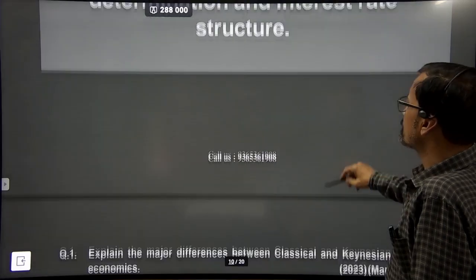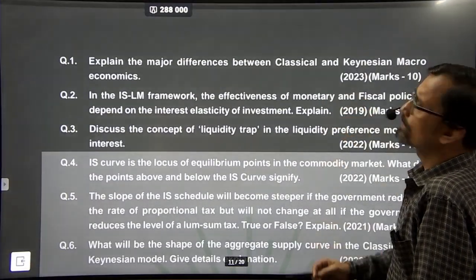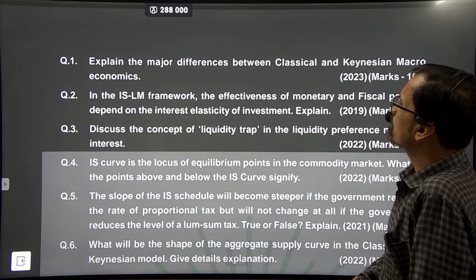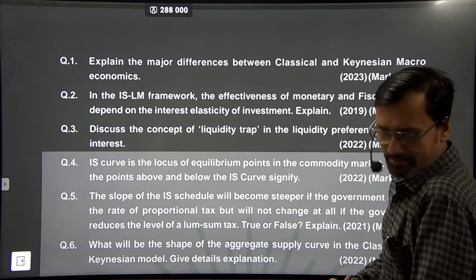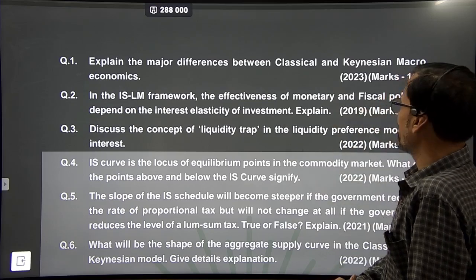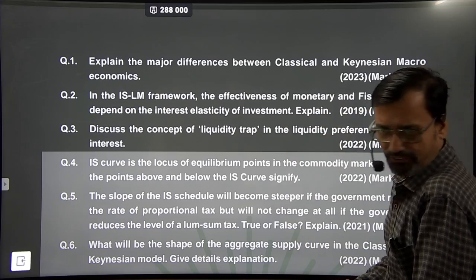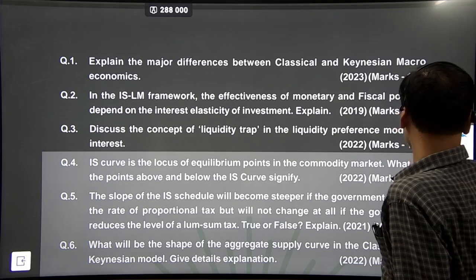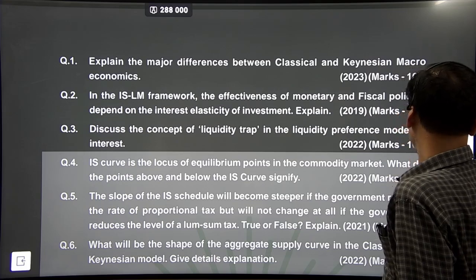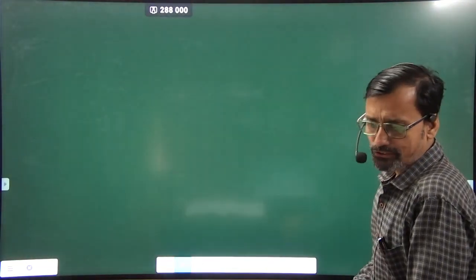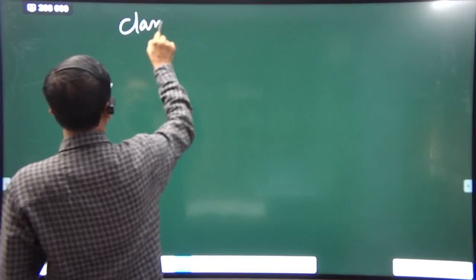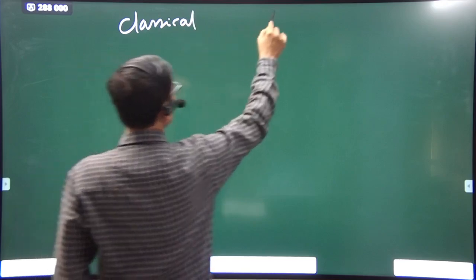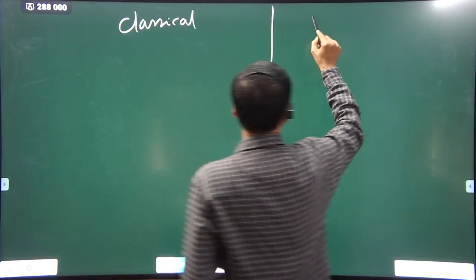Now, one question was asked in 2023. It asks to explain the major difference between classical and Keynesian macroeconomics. So how is the Keynesian approach different from the classical point of view? Now let's discuss this topic. So what is classical? Actually, this one is classical and this one is Keynesian.